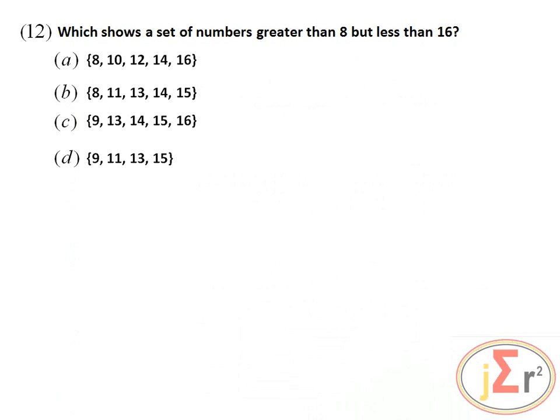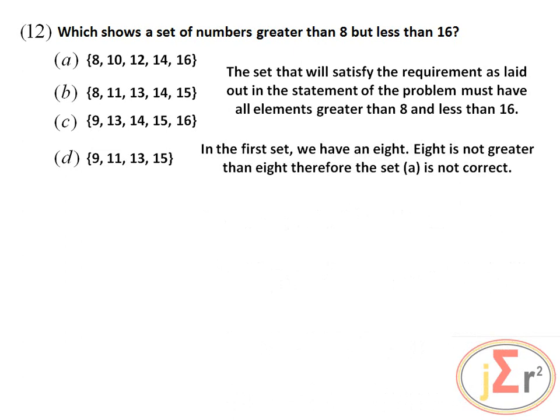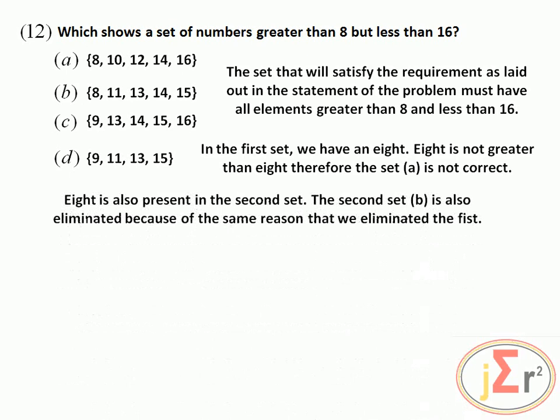Which shows a set of numbers greater than 8 but less than 16? The set that will satisfy the requirement as laid out in the statement of the problem must have all elements greater than 8 and all elements less than 16. In the first set, we have an 8 right here. 8 is not greater than 8. Therefore, the set A is not correct.